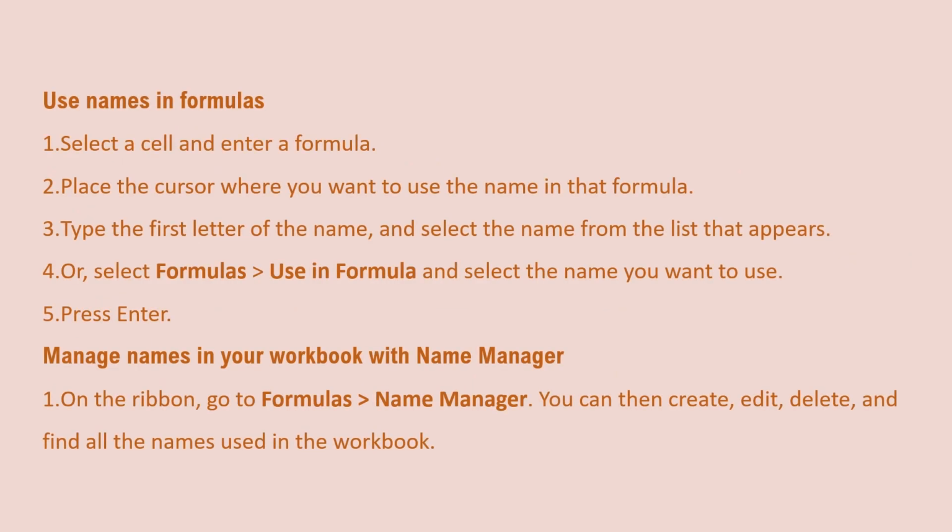Use names in formulas. Select a cell and enter a formula. And then, place the cursor where you want to use the name in that formula. Third, type the first letter of the name and select the name from the list that appears. Fourth, or select Formulas, then Use in Formula and select the name you want to use, and then press enter.